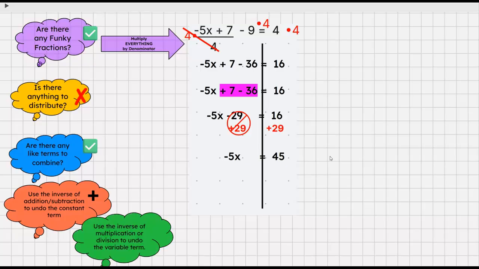And last but not least, we need to use the inverse of multiplication or division to undo the variable term, and in this case, we need to get rid of the coefficient with division. So divide both sides by negative 5, and 45 divided by negative 5 is negative 9.